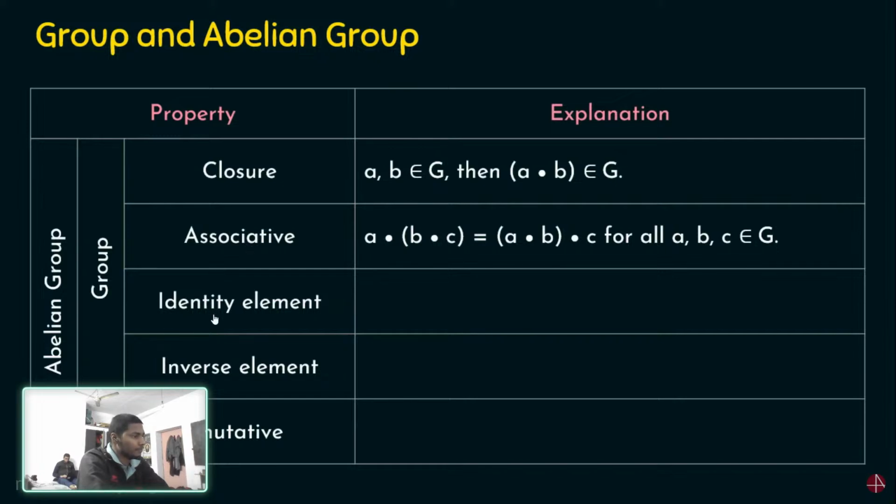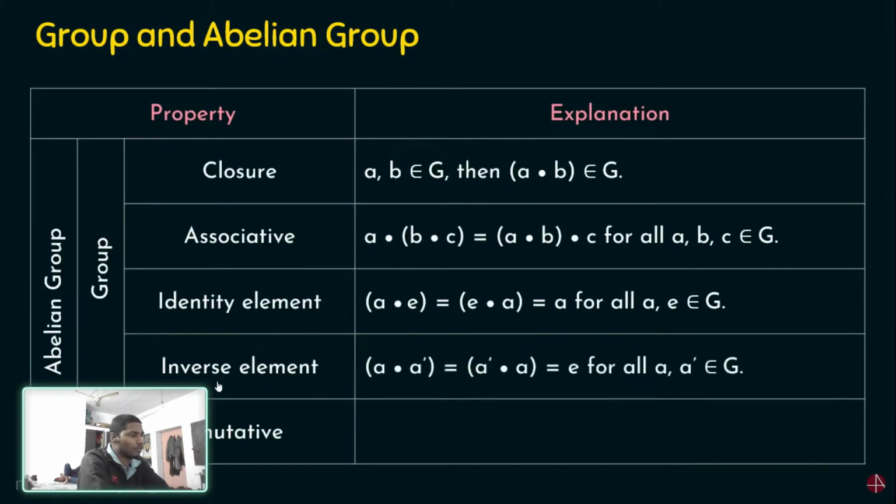Then what is the identity element? Let's take an element A. When that element A is operated with dot with the other element E, and when A dot E or E dot A gives A again, then the identity element exists in the group, where A and E are also part of the group. This is exactly the identity element.